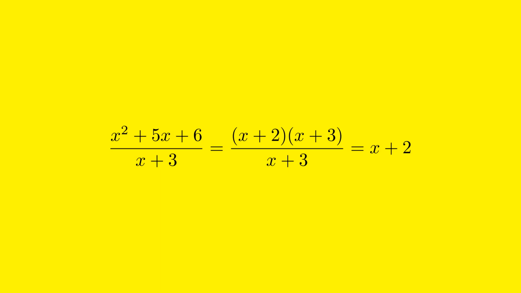After cancelling out the common factor, the expression simplifies to x plus 2. Now we have reduced the original rational expression to its lowest terms. So, x squared plus 5x plus 6 divided by x plus 3 simplifies to x plus 2. This is the final step.